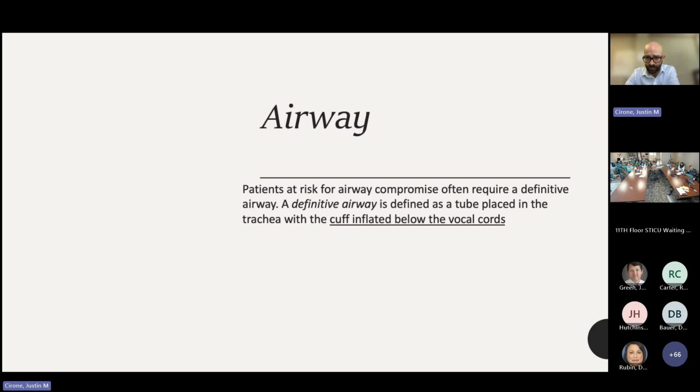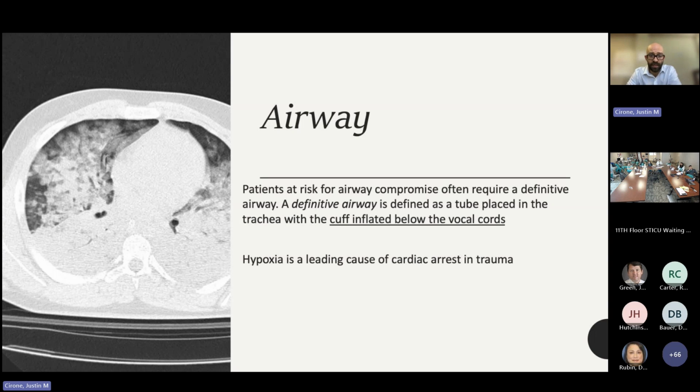So regarding the airway, patients at risk for airway compromise often require a definitive airway, which is a tube with a cuff inflated below the vocal cords. Cannot emphasize enough that a definitive airway has a tube with a cuff below the vocal cords. Hypoxia is one of the leading causes of cardiac arrest in trauma. This CT scan is not unfamiliar to the majority of us that have the unfortunate reality of seeing these scans after they get obtained. This is somebody who had massive aspiration. This person is probably looking at, for sure, a prolonged ICU stay, ARDS, probably a tracheostomy, if not ECMO, if they even survive this.